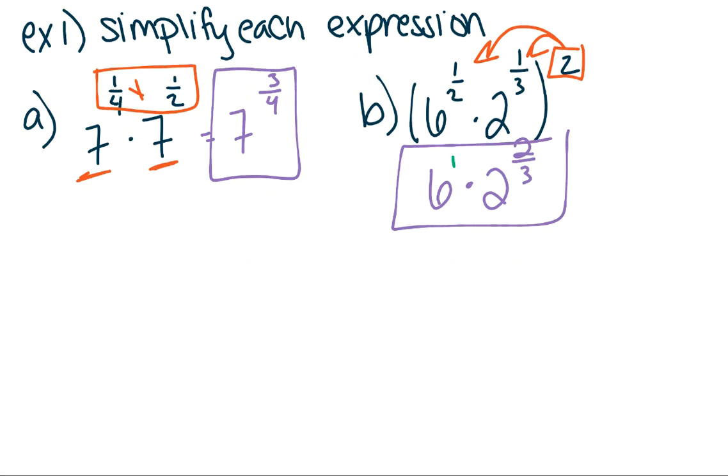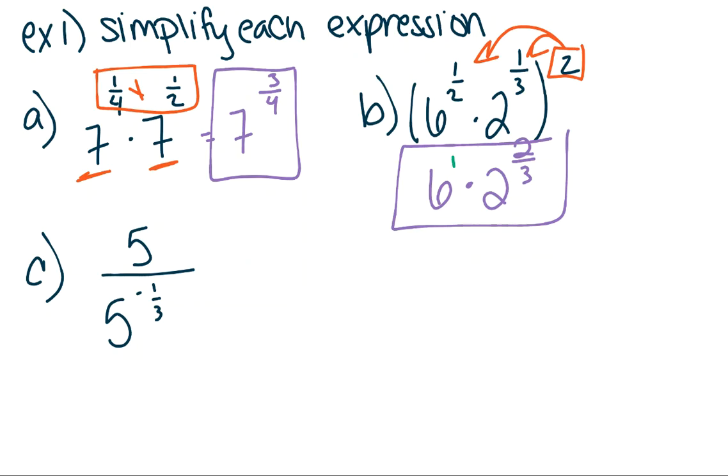You can kind of think, if this was an x and a y, x times y to the 2/3 wouldn't be weird at all. The only thing that's making it uncomfortable for us is the fact that we have these numbers, the 6 and the 2. You can't multiply them. If you don't have the same base or the same exponent, you cannot do anything further.